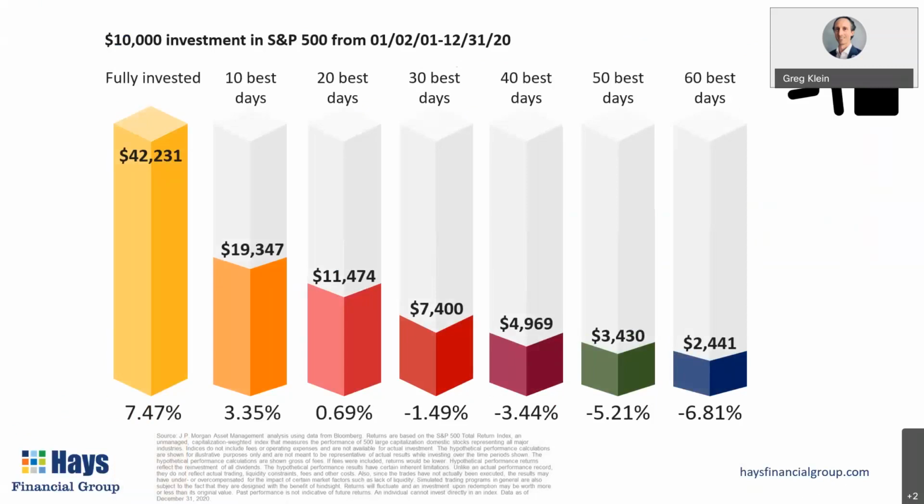Take a $10,000 investment over this 20-year period. That $10,000 turned into 40-plus thousand, but missing only 10 of the best days, that performance was cut by more than half. The $10,000 only grew to $19,000, and you don't have to go very far. Missing 30 of the best days, and all of a sudden it's negative, where the person was actually losing money over this 20-year period versus gaining.